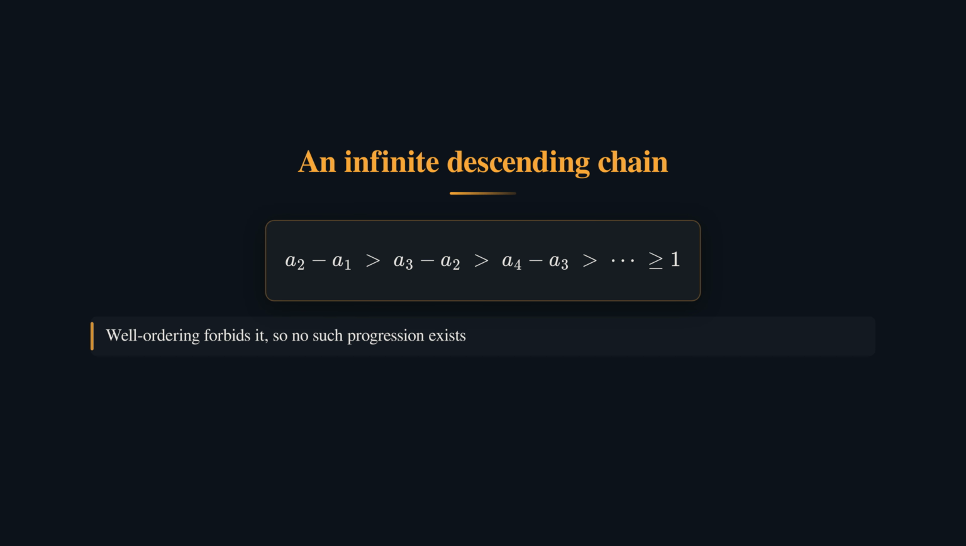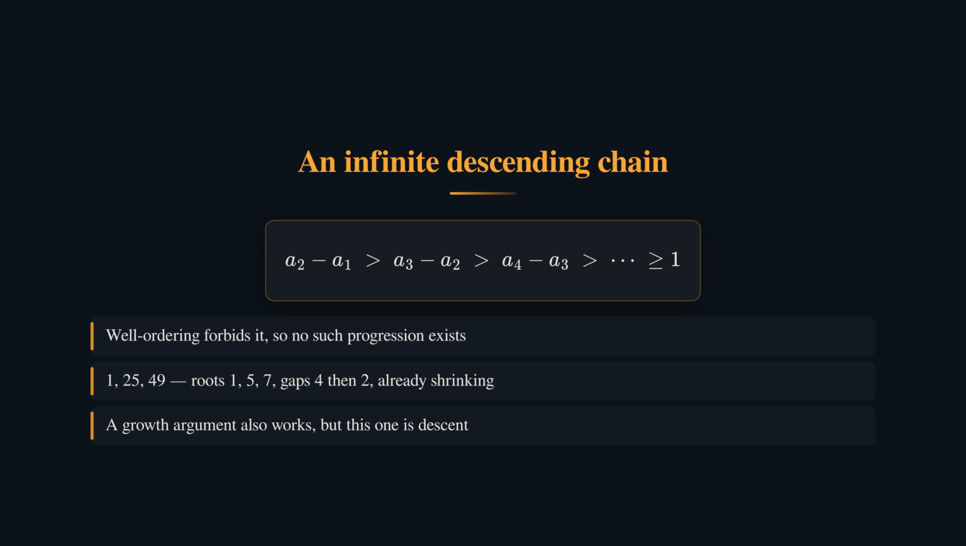Notice what descended though, not a solution, but a gap. You can watch it in the smallest example. 1, 25, and 49 are three squares in arithmetic progression. Their roots are 1, 5, and 7, so the gaps are 4 and then 2, already on the way down.